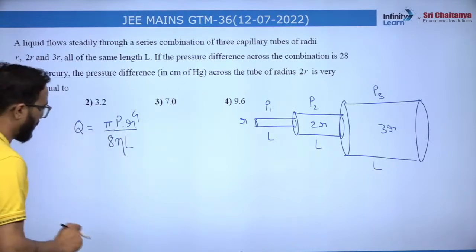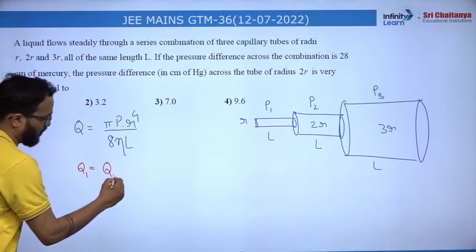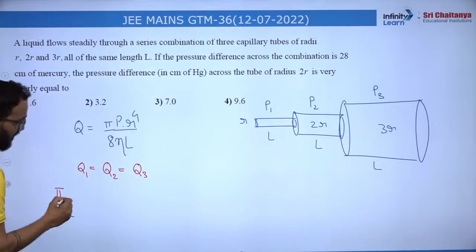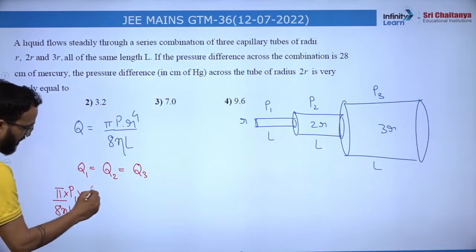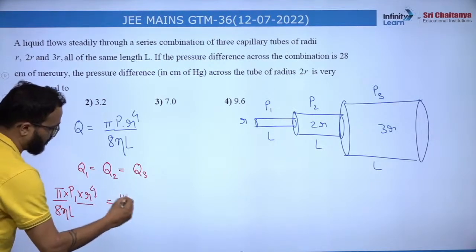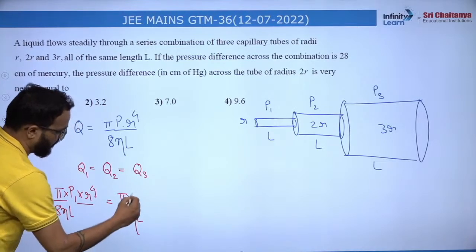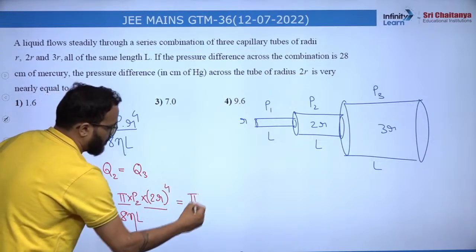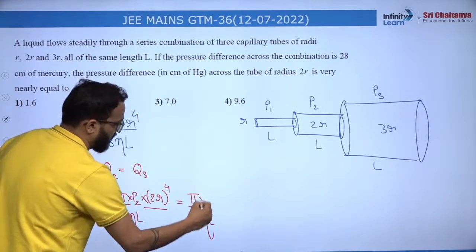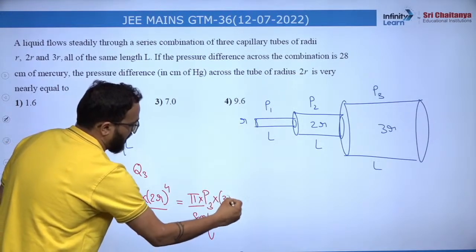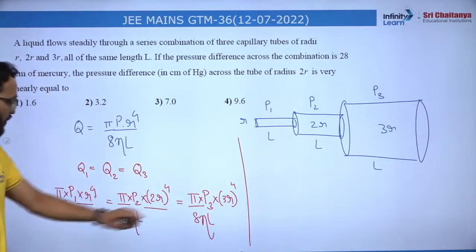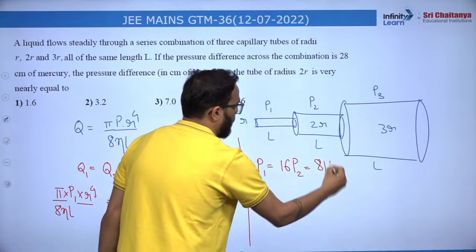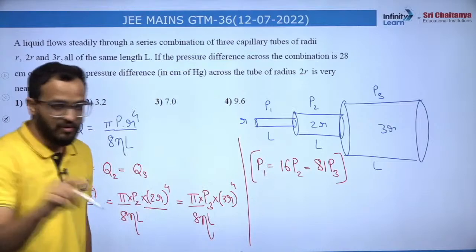Okay, so what we are going to do is say this: Q1 equals Q2 equals Q3, such that pi by 8 eta L into P1 into R to the power 4 is equal to pi by 8 eta L into P2 into 2R to the power 4 is equal to pi by 8 eta L into P3 into 3R to the power 4. Okay, so from here you can say P1 is equal to 16 P2 is equal to 81 P3. So this will be your first equation.